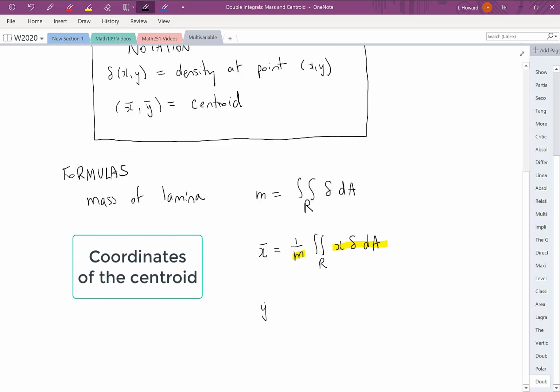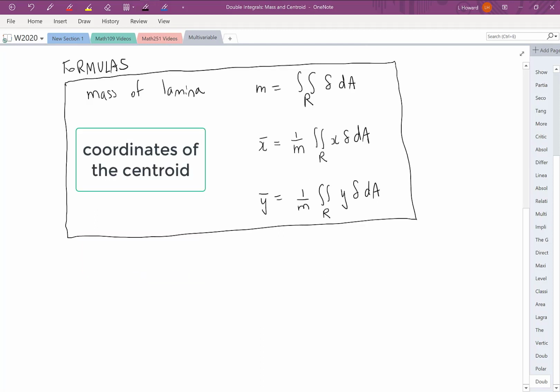In a similar way, if we wanted y bar, it's just the exact same formula except replace the x with a y. So 1 over the mass, double integral over our region R, y delta dA gives us our y bar. So we're going to do a centroid calculation in a moment, but before we do that, we're going to talk about symmetry. Because if we have an understanding of symmetry in our region and symmetry in the function delta, then we can really take a big shortcut in a lot of these problems and not necessarily have to calculate both of x bar and y bar when we're finding our centroid.